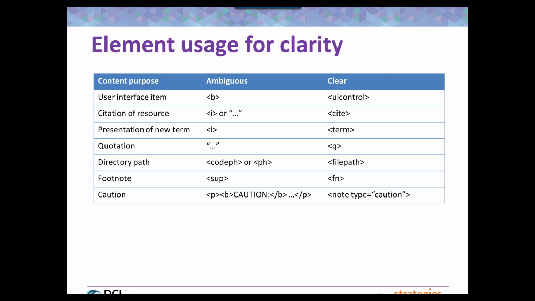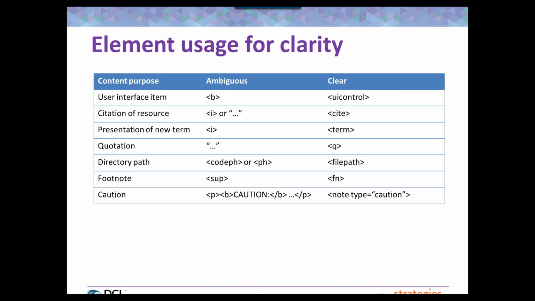So a little bit about clarity. If I've seen folks use bold because, oh, well, our UI controls are bold. Don't do that. It's ambiguous. Use UI control. Rather than putting it in quotes or italics, if it's a citation to another resource, use the cite element. I talked a little bit about term already, and about quote. Rather than using code phrase or phrase, use file path. For footnotes, that's what the element's there for. Rather than faking caution, use the note type.